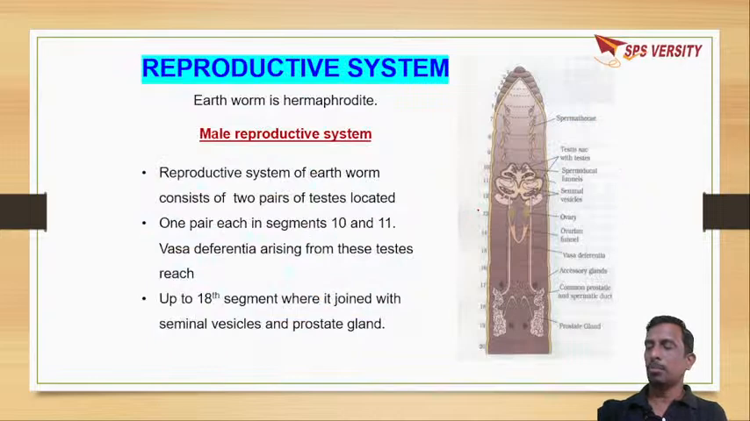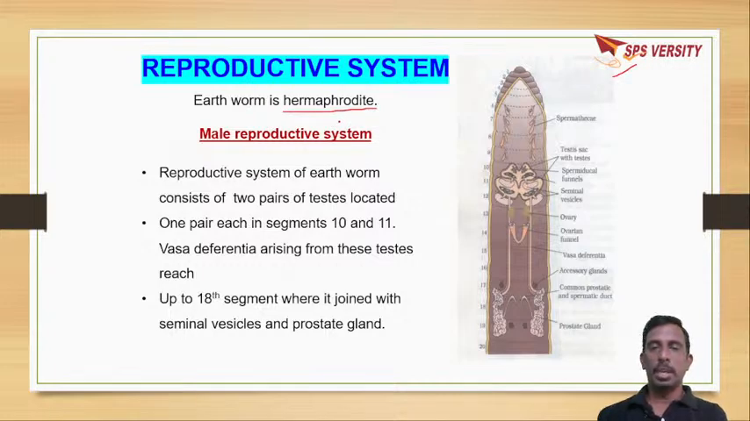And finally, when you come to the reproductive system of earthworm, earthworm is hermaphrodite, bisexual. Both male and female organs are present in the same one. There are no separate male and female earthworms. It is a bisexual one.